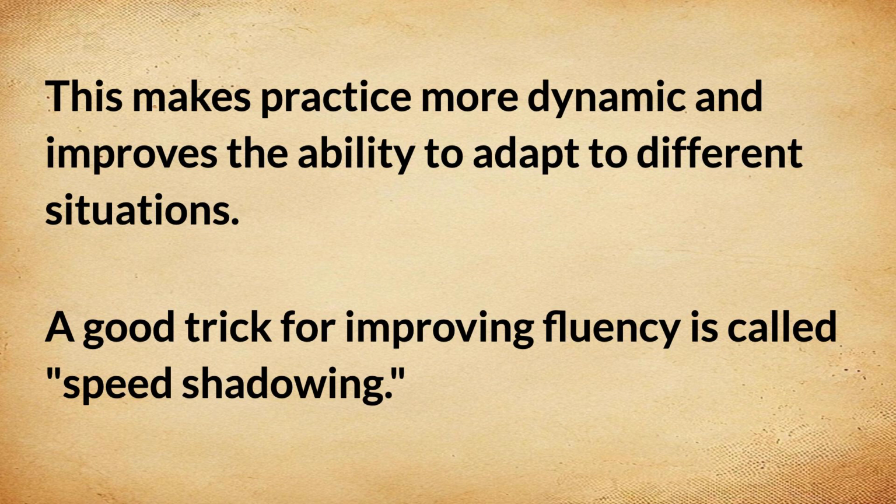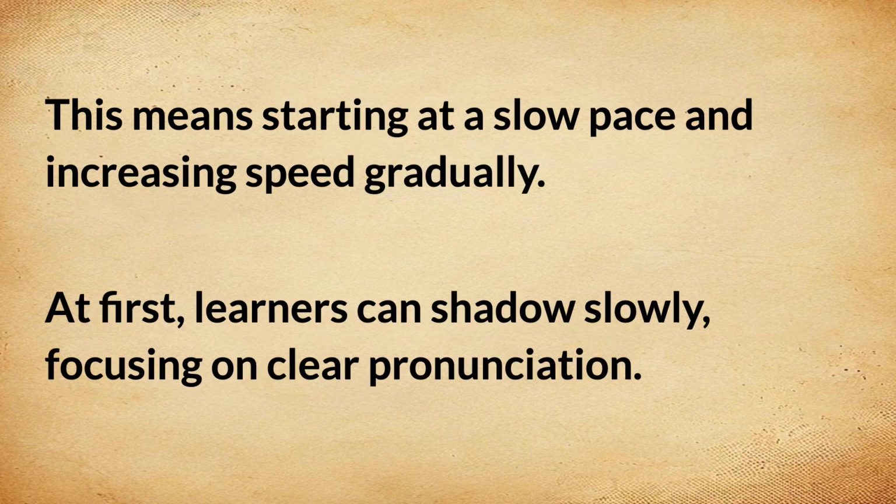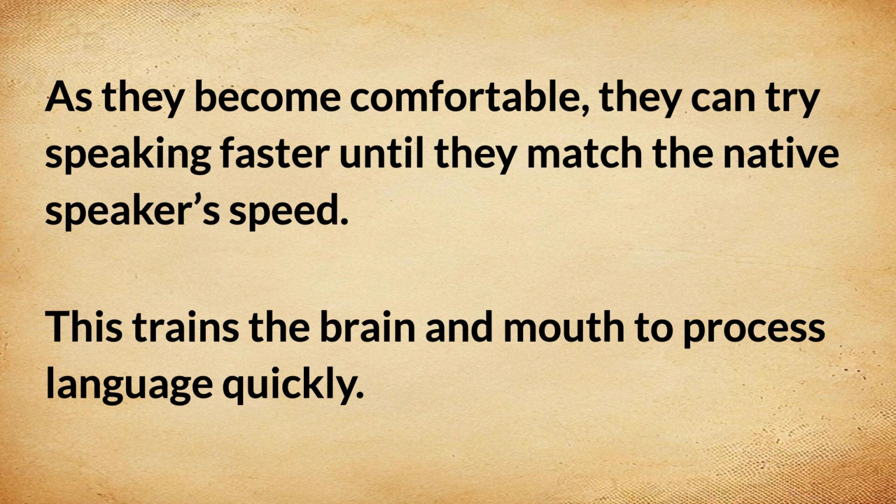A good trick for improving fluency is called speed shadowing. This means starting at a slow pace and increasing speed gradually. At first, learners can shadow slowly, focusing on clear pronunciation. As they become comfortable, they can try speaking faster until they match the native speaker's speed. This trains the brain and mouth to process language quickly.